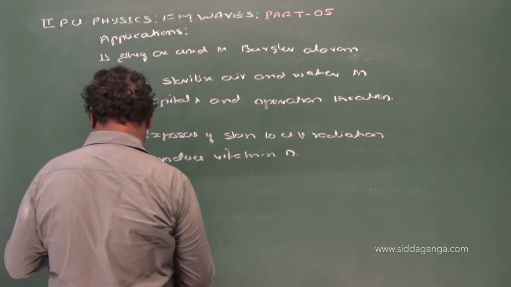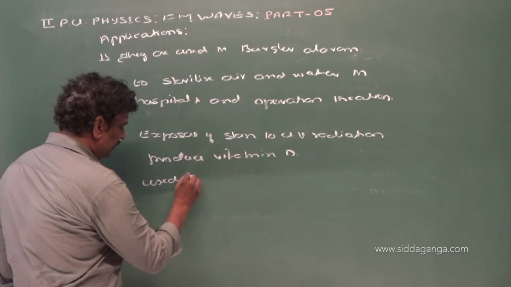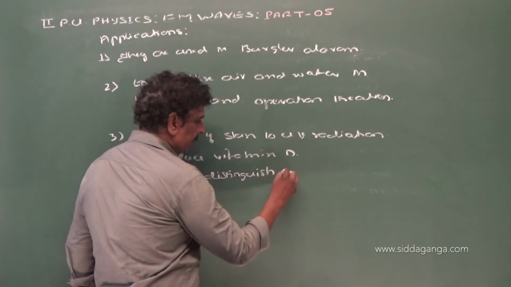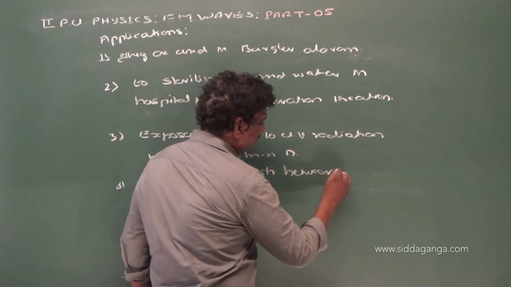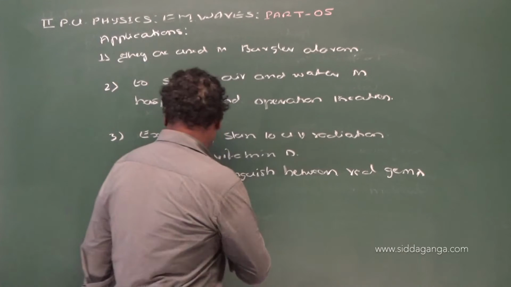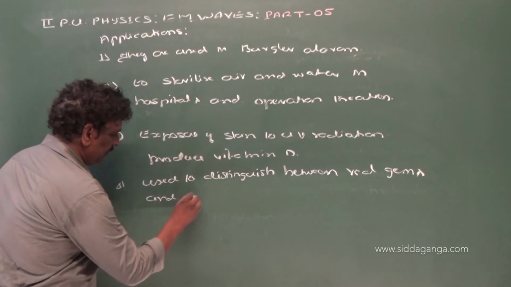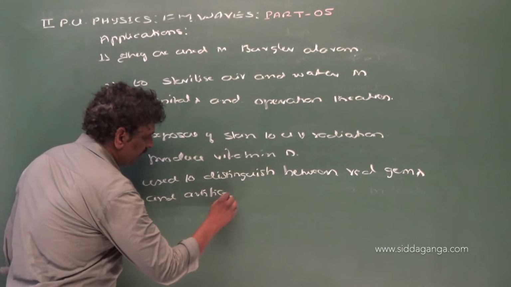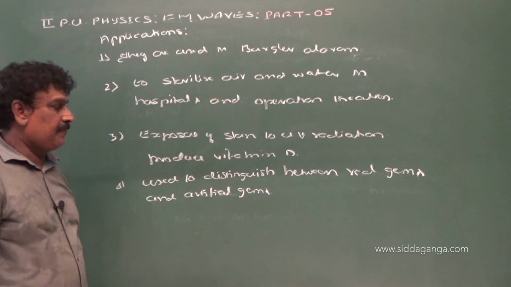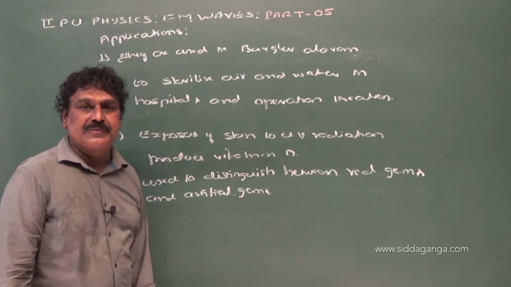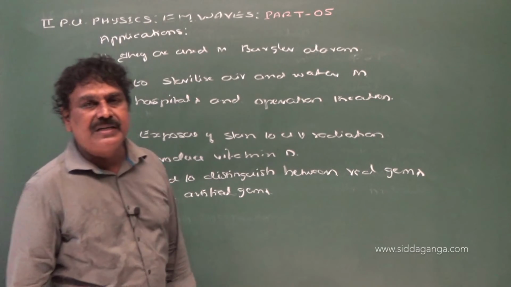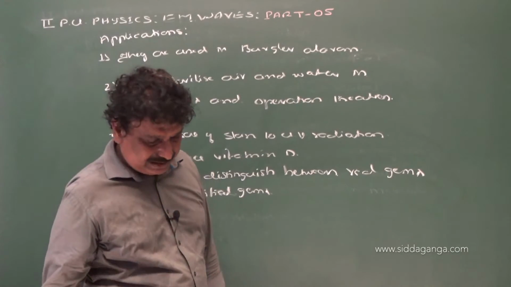The fourth one, used to distinguish between real gems and artificial gems, right? So generally, jewelers use ultraviolet radiation to find whether the given gem is a real gem or artificial gem.